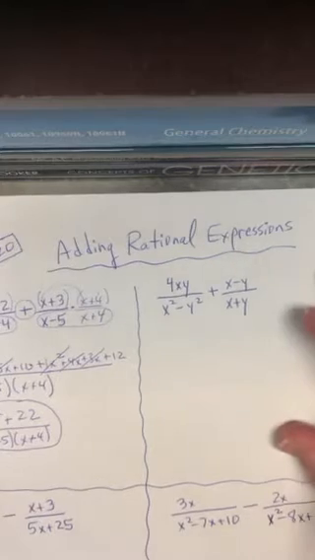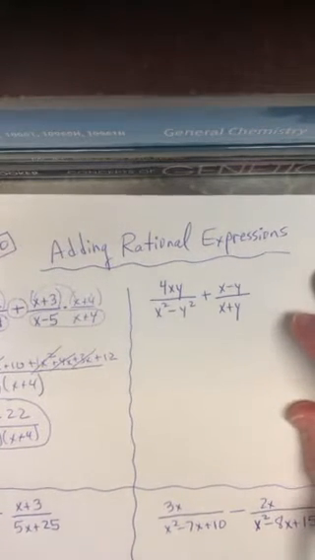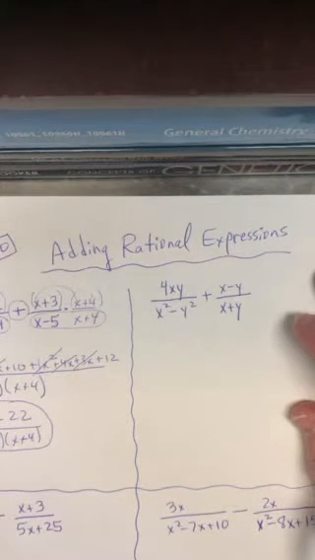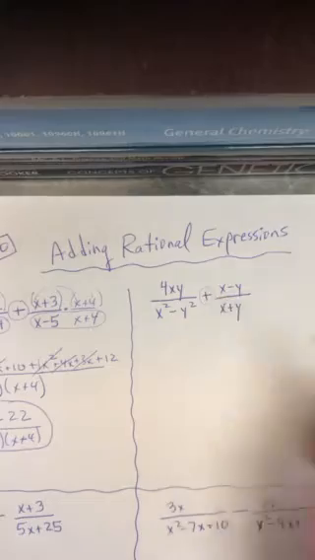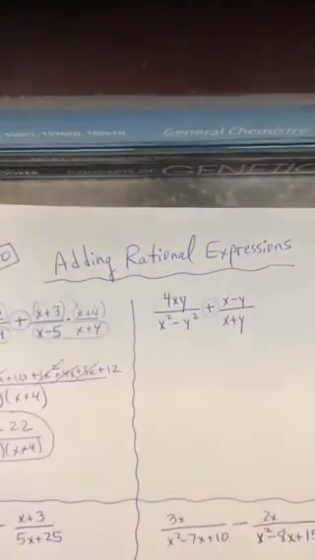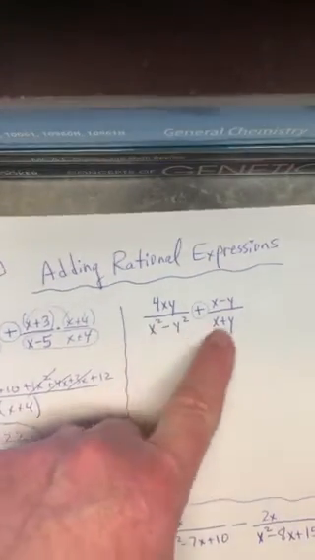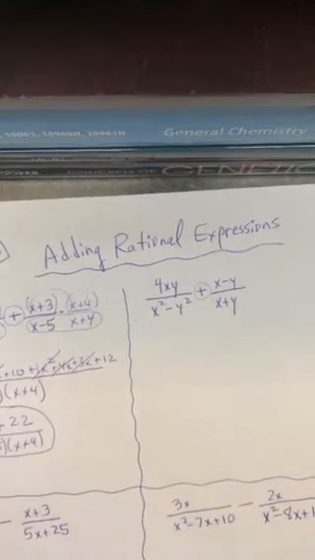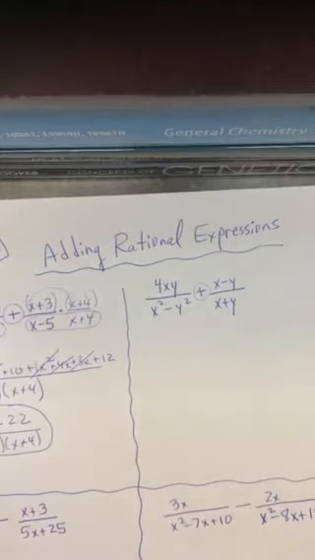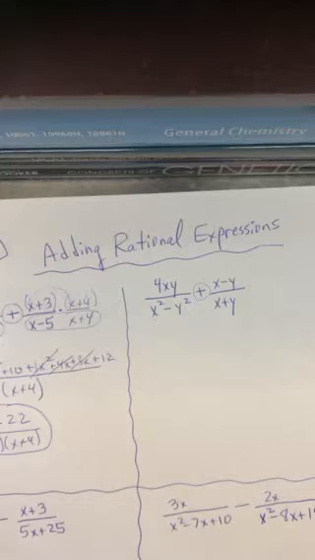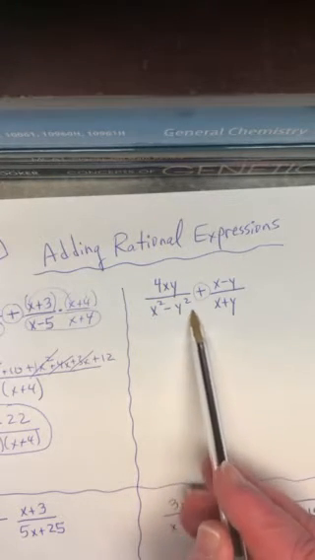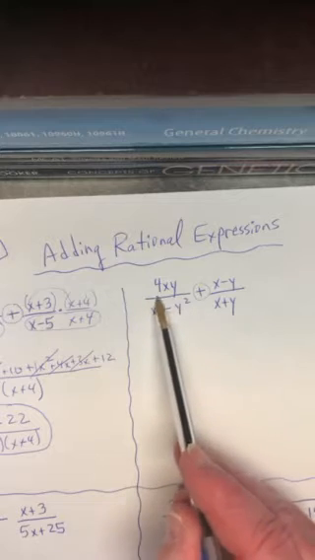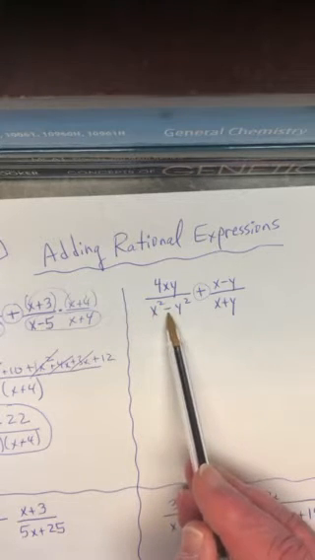It says 4xy over x squared minus y squared plus x minus y over x plus y. Again, there is a plus sign in the middle. I'm adding two fractions. My denominators are not the same. Careful here. Kind of similar to what we did the last couple of days. Everybody look at this first denominator. Isn't that the difference of two squares?